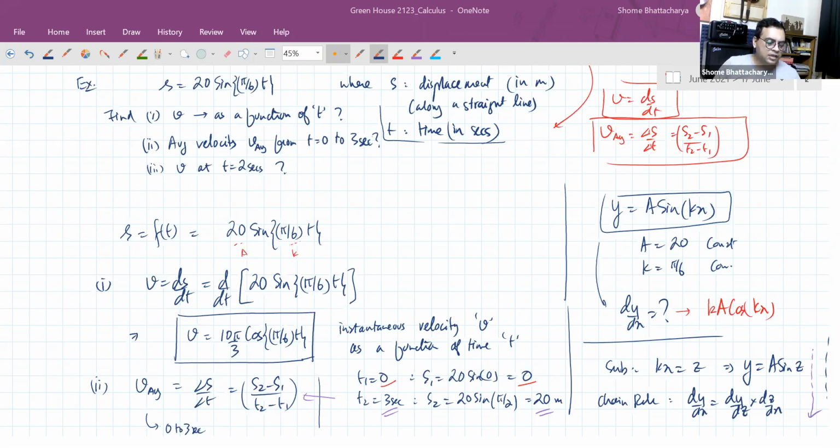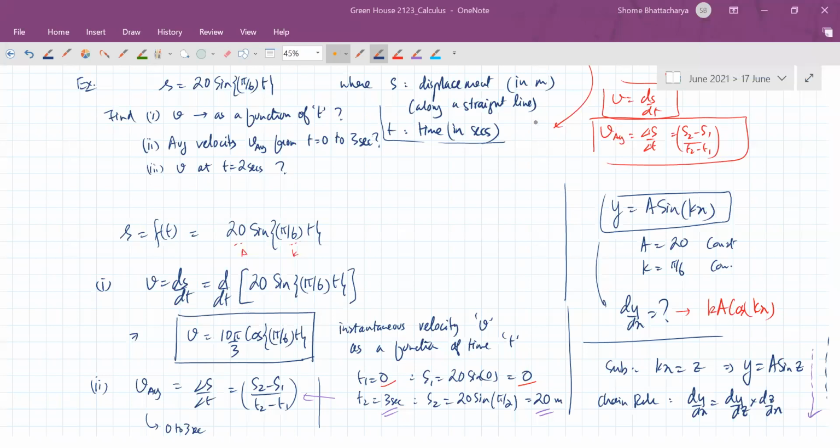For example, here I've substituted t as 3 seconds. So I'm getting 20 sine pi by 2, which is 20 meters. That is not the velocity. That is the displacement at that time. Whereas if I want the velocity at that time, then I should substitute t in the v equation at that time. Got it now?